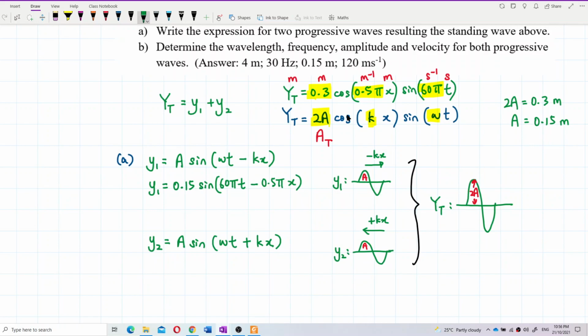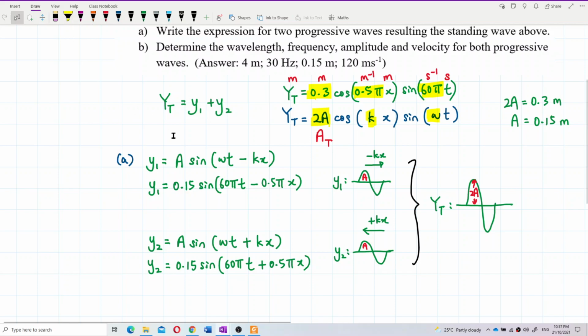Then what's the next formula? The next formula, y2, the second wave, the amplitude is also just 0.15 meter, and then sine omega is 60 pi. It's the same as the standing wave there. See that? And then this is a plus k. What's the k? 0.5 pi x. So this is the second formula.